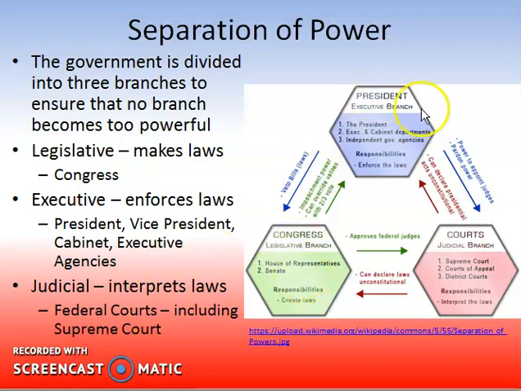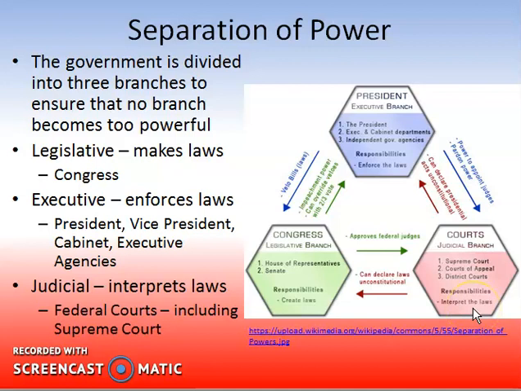So this diagram here shows you what Congress does and their responsibilities. It shows you what the president does and his or her responsibilities. And then it shows the courts, and at the top is our Supreme Court, then the Court of Appeals, and then we have our district courts. It tells you what they do.